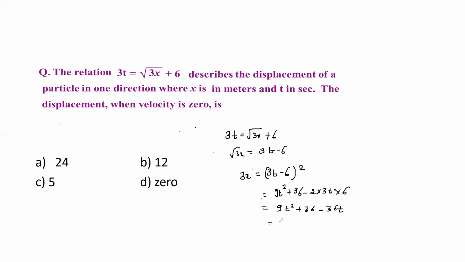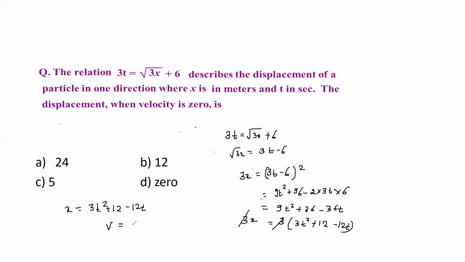So now what we can take common here? I can take 3 common. Can you see here? So if I take 3 common inside the bracket, we are left with 3t square plus 12 minus 12t. Why have I taken 3 common here? Because I can cancel 3 on both the sides. Therefore, I am left with x is equal to 3t square plus 12 minus 12t. This is what x is equal to, we got the equation.